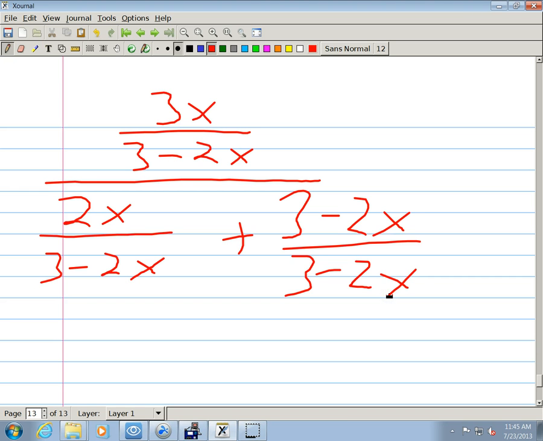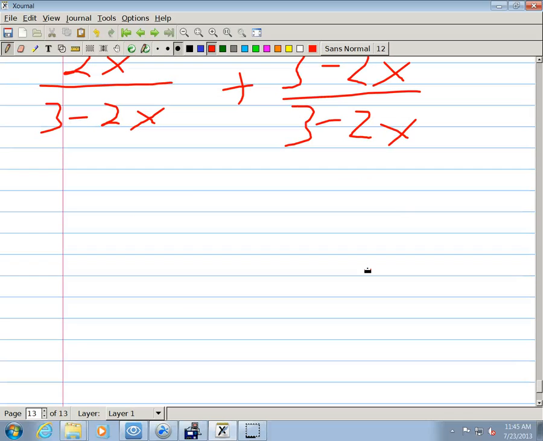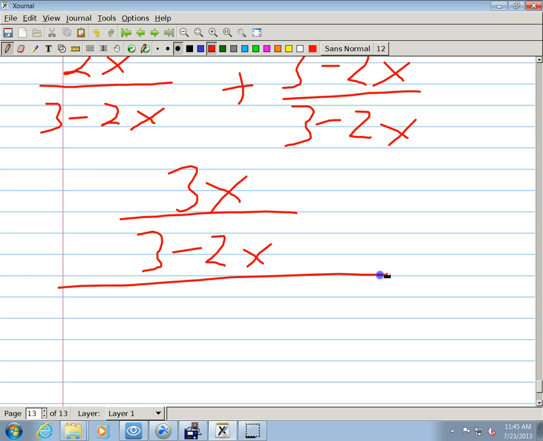So forget the numerator. Just take a look at the fractions in the denominator. How do you add them? Since you have common denominators, you add the numerators and leave the denominator. So if you add those numerators, what do you get? 3, just 3. So the numerator I didn't change. It's 3x over 3 minus 2x. And then the sum of those fractions is 3 over 3 minus 2x.